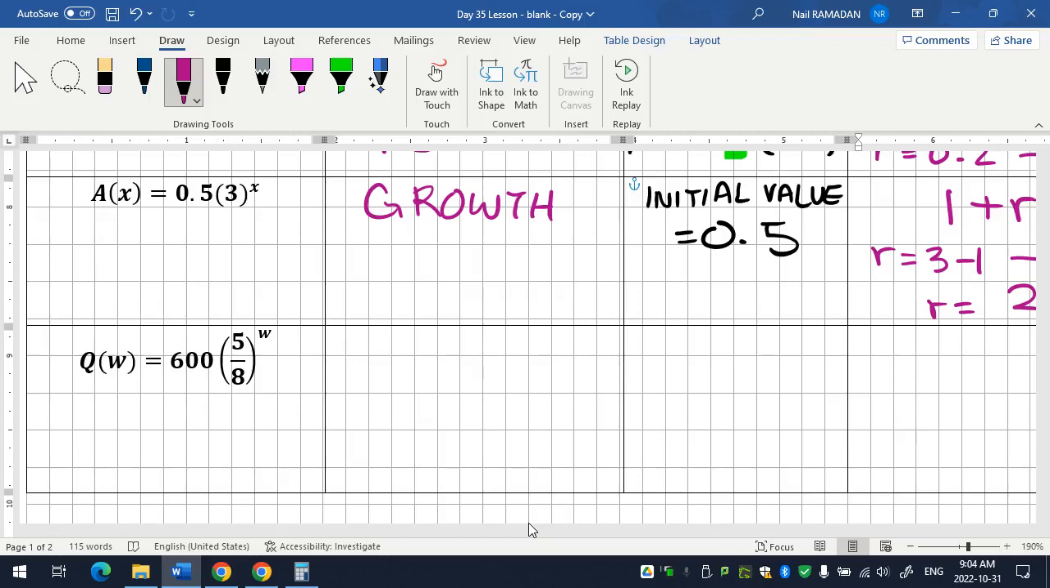What's my whole base? No, but what is it? 5. Oh, it's a fraction. And what does this fraction happen to be? If you divide 5 by 8, what do you get? Do you get something bigger than 1 or less than 1?